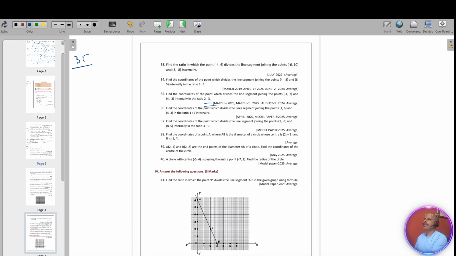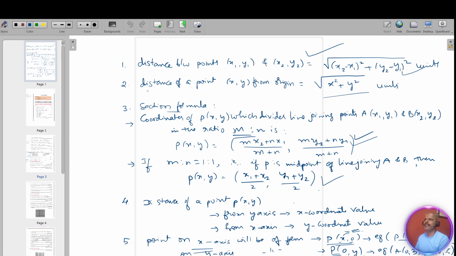Then 36. Find the coordinates of the point which divides the line segment in the ratio 1:2. Don't worry about the word internally. The formula we use is only the internal formula. The section formula we use is if the point divides the line segment internally only. There is another formula which is called the external formula. There is no difference actually. The only difference is that here this becomes minus if it is external.